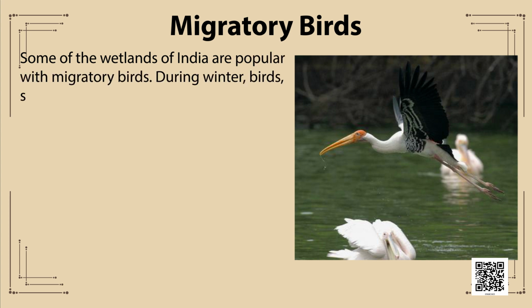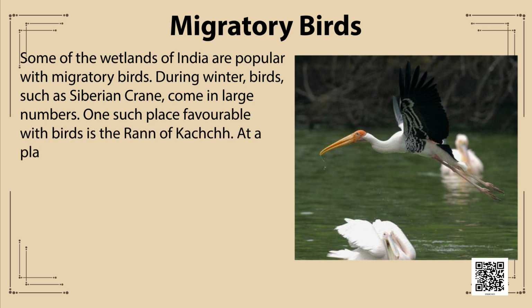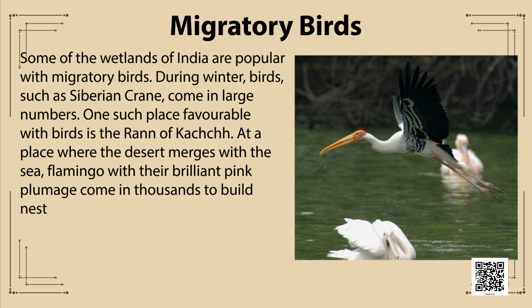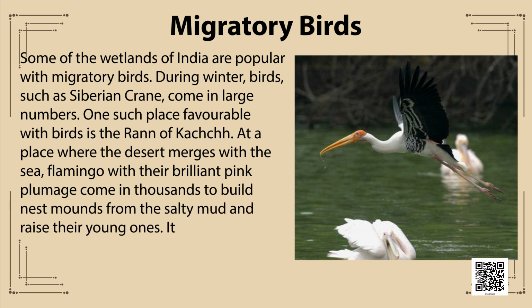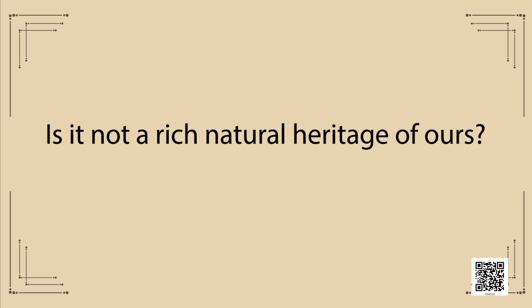During winter, birds such as the Siberian crane come in large numbers. One such place favorable with birds is the Rann of Kutch. At a place where the desert merges with the sea, flamingos with their brilliant pink plumage come in thousands to build nest mounds from the salty mud and raise their young ones. It is one among many extraordinary sights in the country. Is it not a rich natural heritage of ours, children?